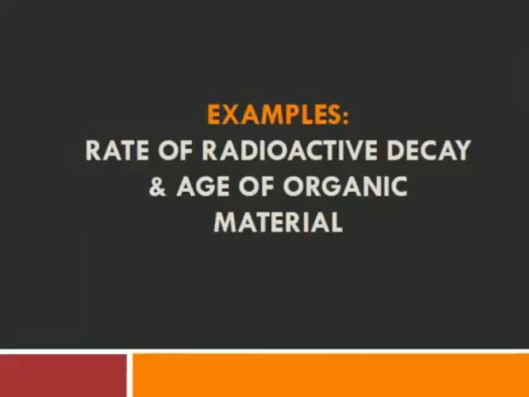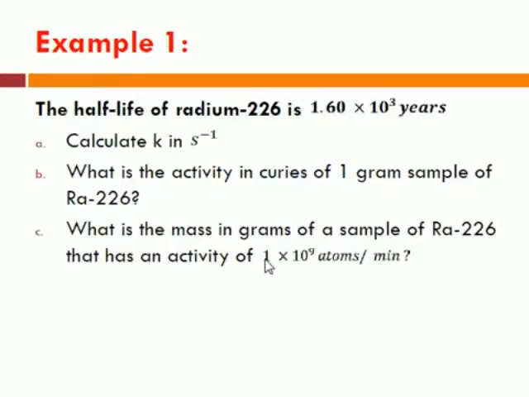So let's proceed with examples under rate of radioactive decay and age of organic material. Example number 1, the half-life of radium-226 is 1.6 times 10 raised to 3 years. Letter A, calculate k in s raised to negative 1. Letter B, what is the activity in curies of 1 gram sample of Ra-226? Letter C, what is the mass in grams of a sample of Ra-226 that has an activity of 1 times 10 raised to 9 atoms per minute?